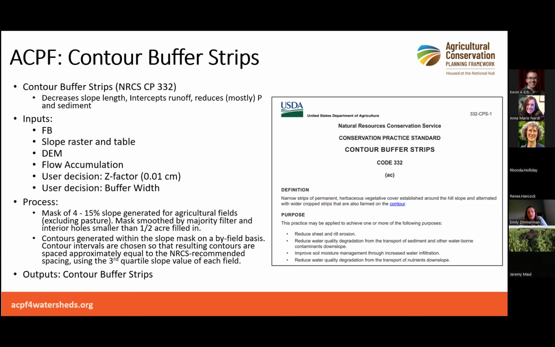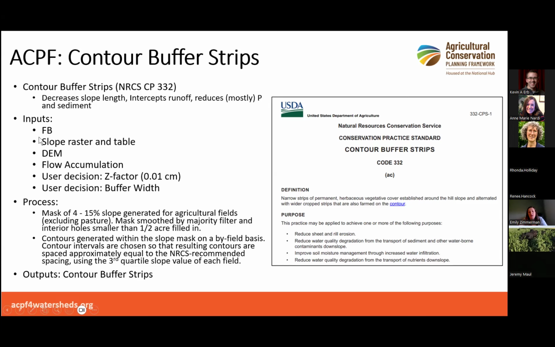So contour buffer strips, they're associated with the Conservation Practice Standard 332. And the goal is, remember, to decrease slope length, intercept runoff, and primarily reduce phosphorus and sediment that are occurring from overland flow. All of the conservation practices and the parameters and the processing that ACPF is doing is built upon the conservation practice standards. So where we're citing these locations on the landscape, where they're being identified, directly aligns with what's outlined by the NRCS.